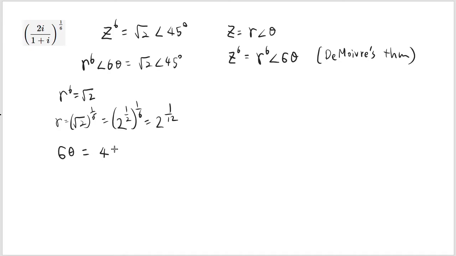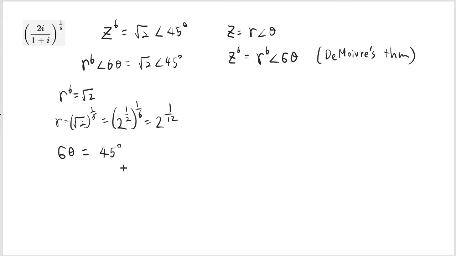So you can say it's equal to 45 degrees. But wait, we're looking for 6 different answers here because that's 6, right? If you have r value as this one value, and if you solve this for theta, you get one r value and one angle, so you're going to end up with just one answer.